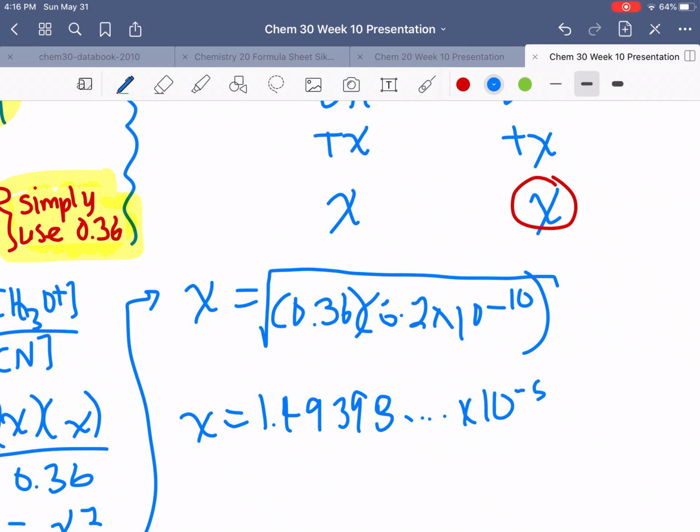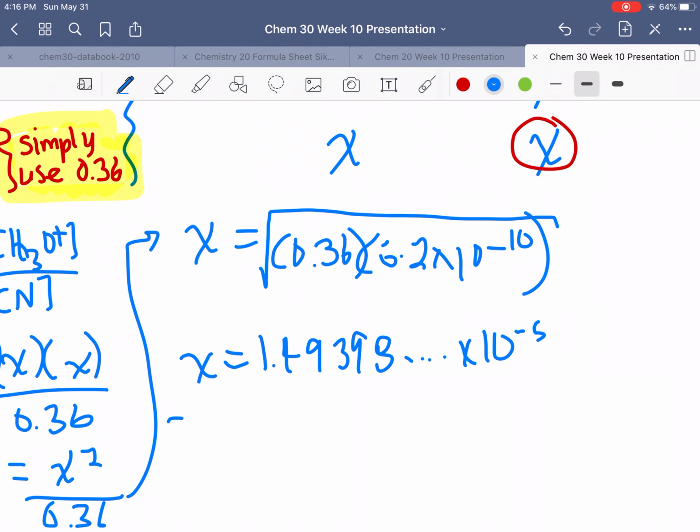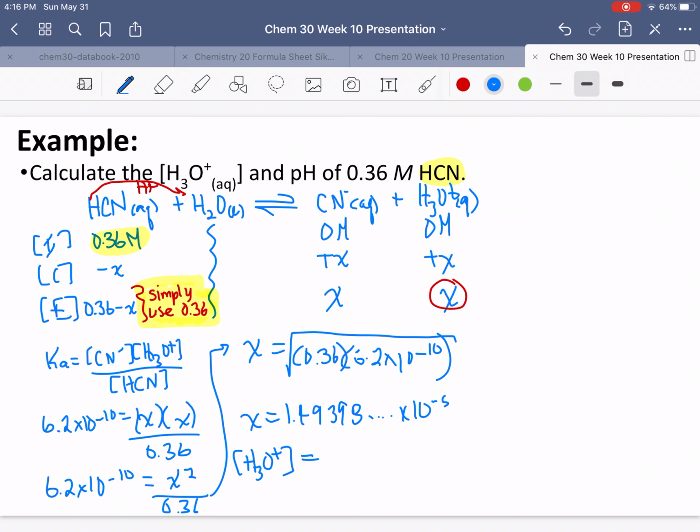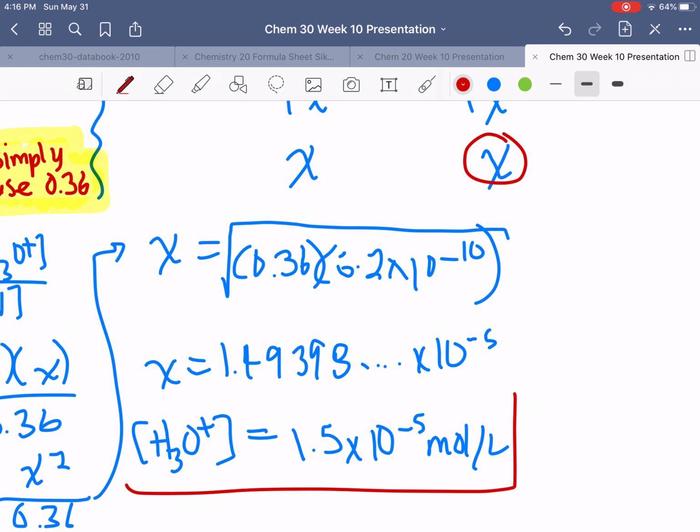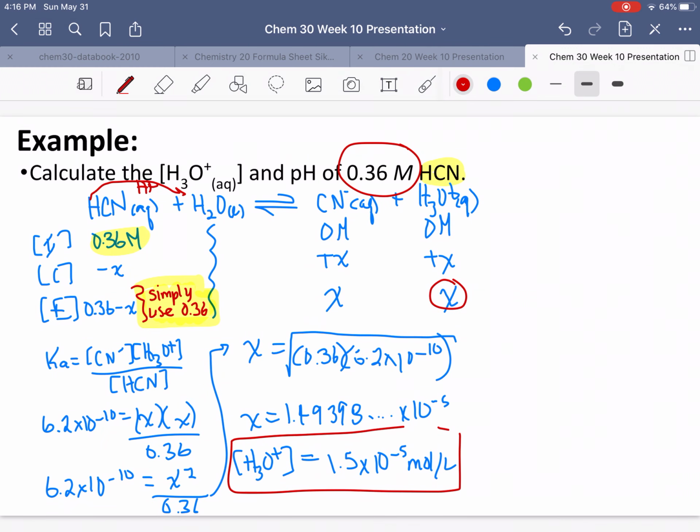Now, what does this relate to? Well, guys, this is X. And X is hydronium concentration. We just found part of what the question asked for. We need to put this according to the question here, 2 sig digs, okay? So 2 sig dig wise, my hydronium concentration is 1.5 times 10 to the negative 5 moles per liter. Part of my question has now been answered. Part 2: the question says, what's the pH?